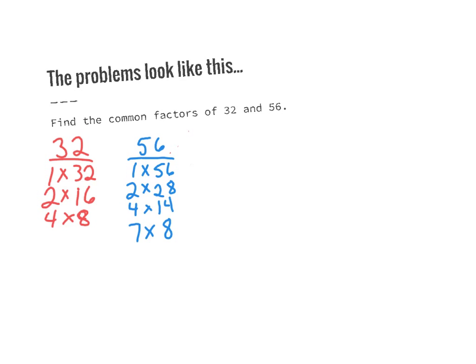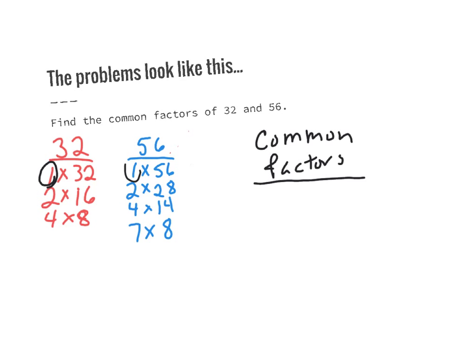So I've got those. Now I'm going to come out here and write my common factors. Okay, so I look for the ones they have in common. Well, of course, numbers will always have 1 in common, even if they're prime numbers. These two have 2 in common. They both have 4 in common, and they both have 8 in common.